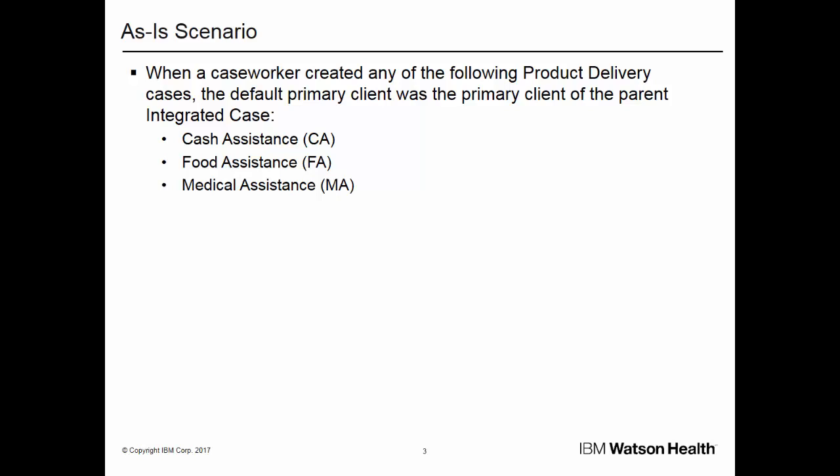In turn, case members that were not the FA or CA head of household often became the primary client of the FA or CA product delivery case. For FA and CA cases, this often resulted in incorrect case members becoming the default nominee and the party responsible for financial payments. This forced caseworkers to update nominee information, with the risk of payment going to the wrong client if the nominee information was not updated. For medical assistance cases, this resulted in incorrect case members oftentimes becoming the main point of contact, for example, in communications.